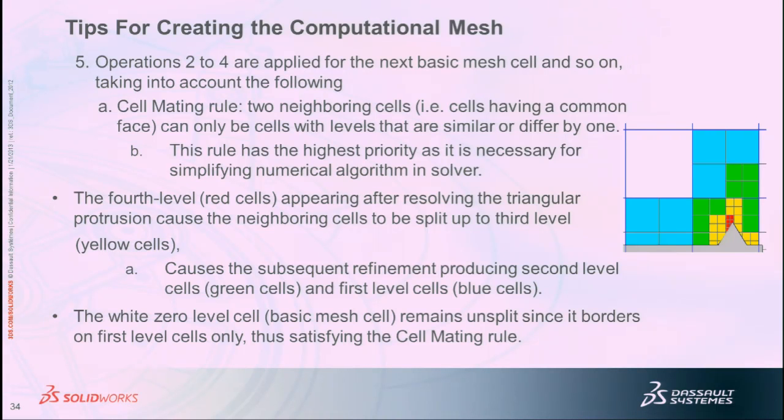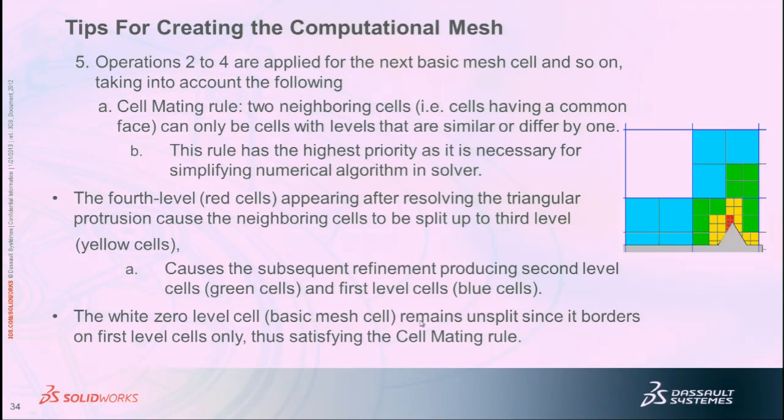Cell mating rule: 2 neighboring cells, cells having common face, can only be cells with levels that are similar or different by 1. This rule has the highest priority, as it is necessary to simplify the numerical algorithm in the solver. So this is where it grades the mesh. You won't see a big cell next to a small cell.